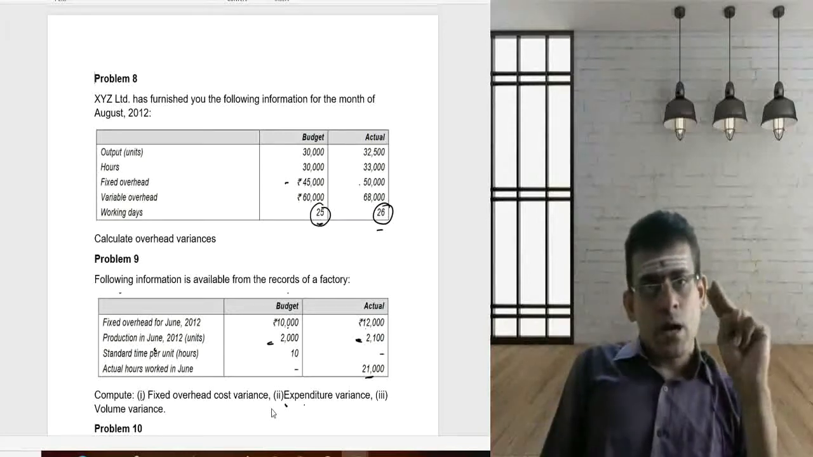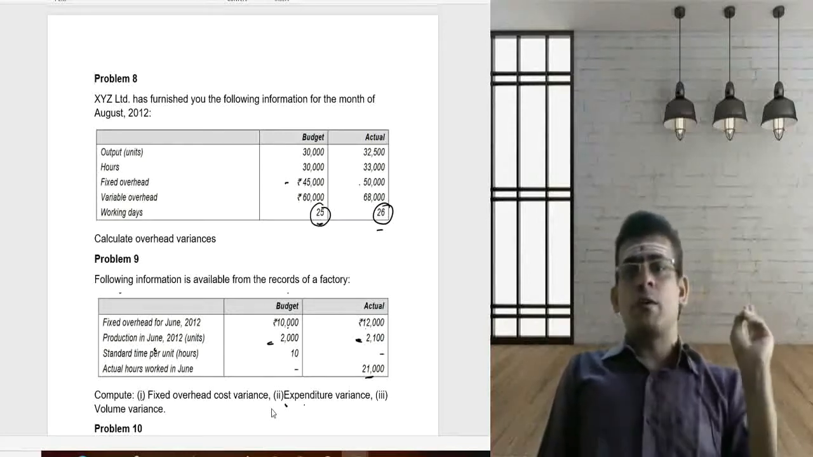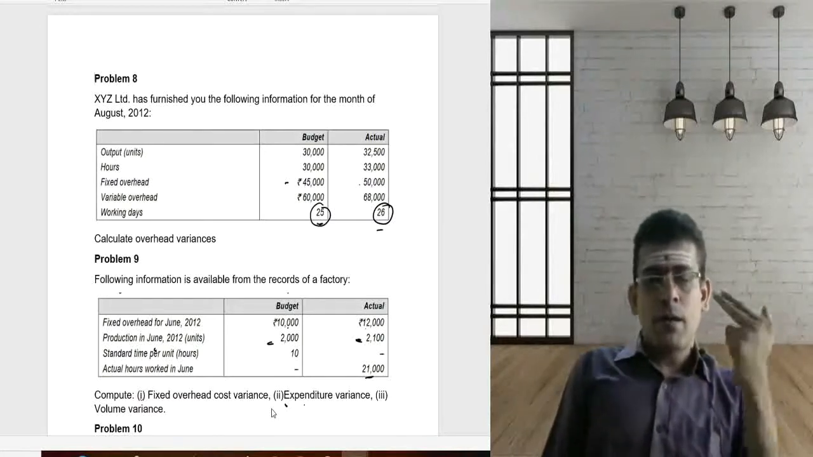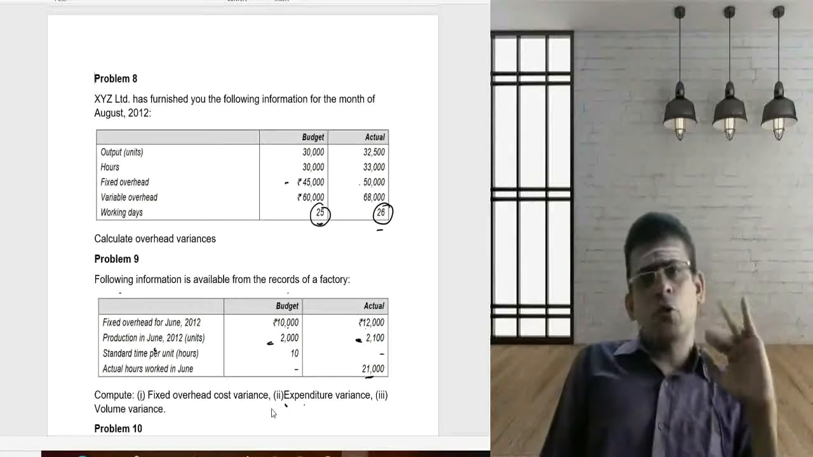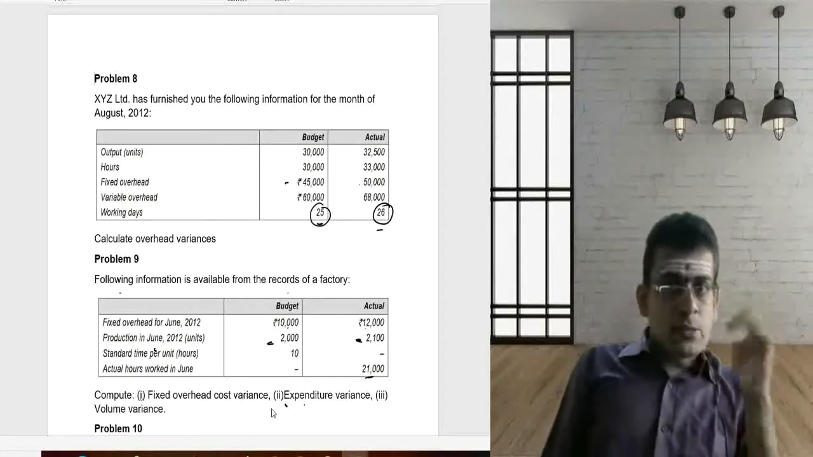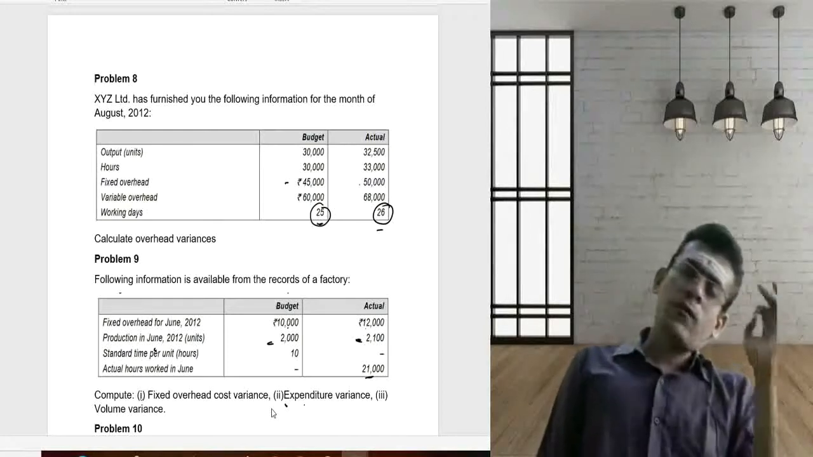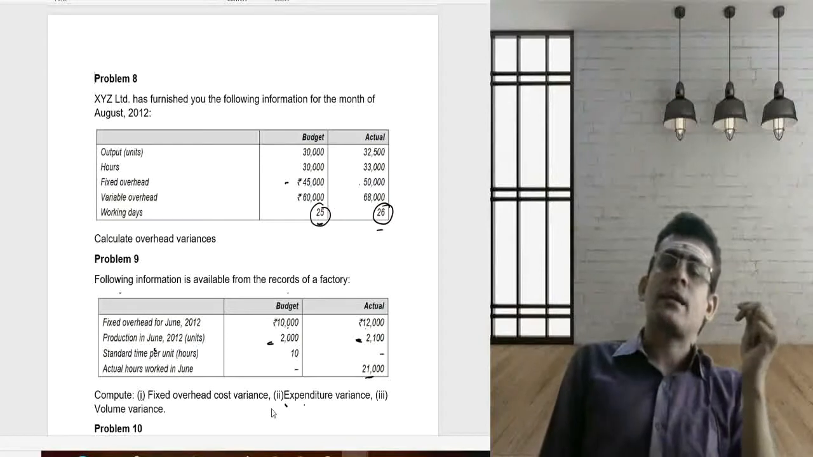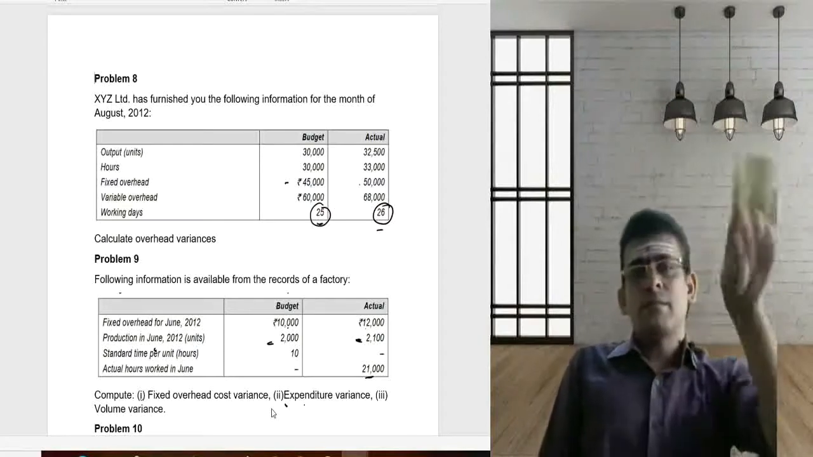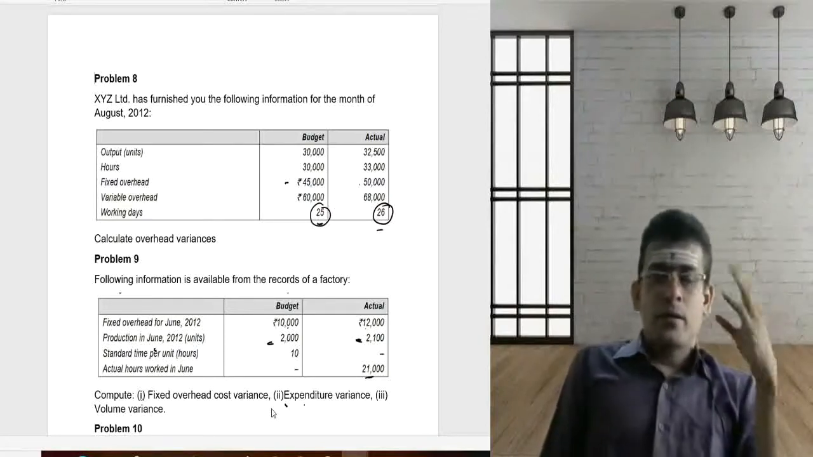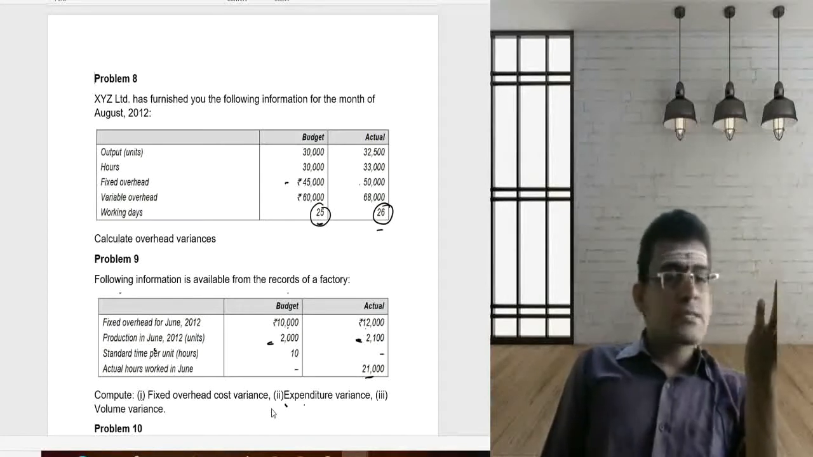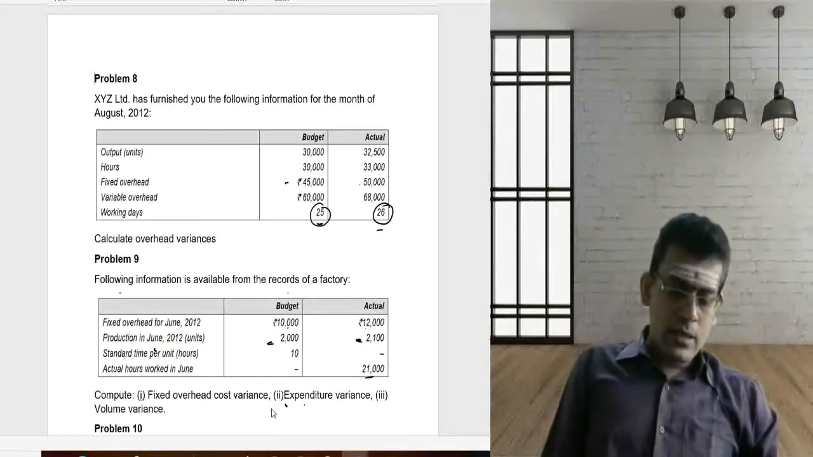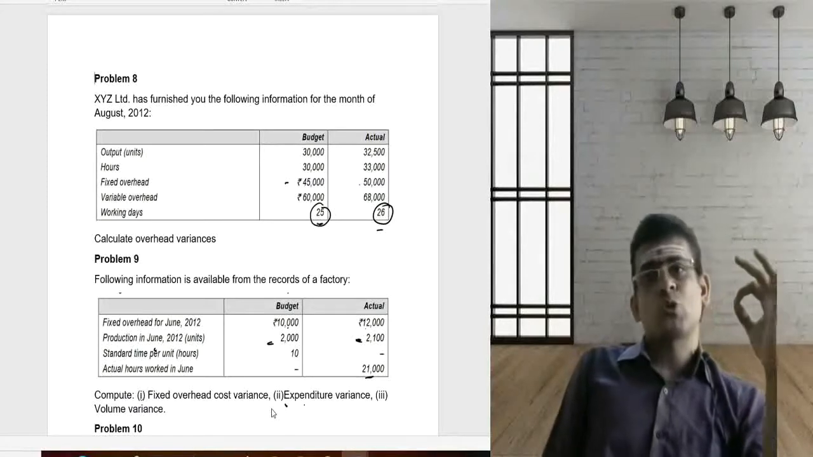If I know my absorbed overhead, I can calculate 2 more variances: cost variance and volume variance. What is cost variance? Absorbed minus actual will give you cost variance. Absorbed minus budget will give you your volume variance. So if I know one variable, I can easily find out 3 variances. Then 3 more variances are there: efficiency variance, capacity variance, calendar variance. These are the other 3 variances you are supposed to calculate.